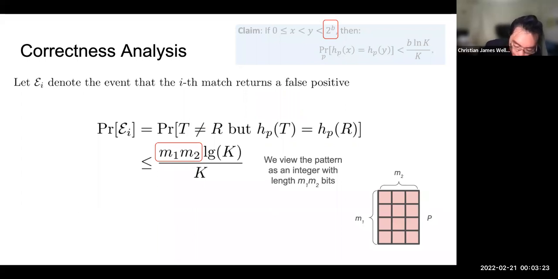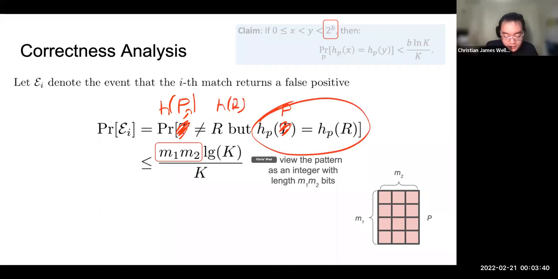Okay. So the pattern, let's say T is the pattern, right? So maybe this is P and this is P, right? If I hash the pattern and compare it with the hash of the rectangle and they end up equal, right? That's the event that is a false positive.